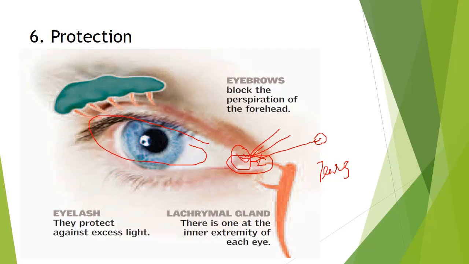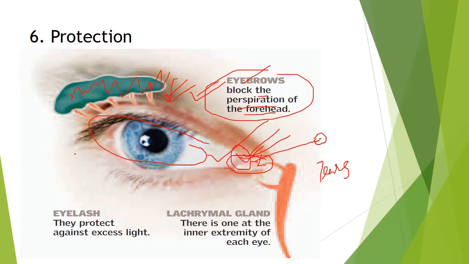So I have told you what the role of tears is. Then there are the eyebrows. Everybody has eyebrows here. The eyebrows are for blocking the perspiration of the forehead. Whenever we perspire, there will be some perspiration, and this perspiration has some salts, and this should not go into the eyes. So to protect the eye from perspiration, these eyebrows are there.